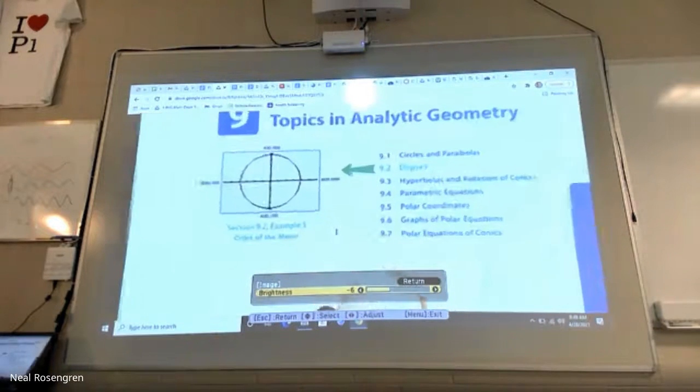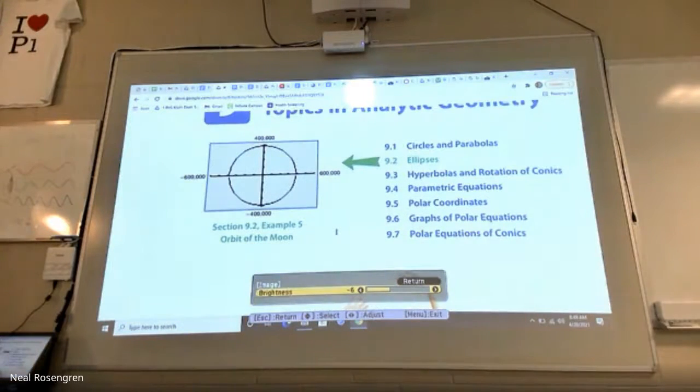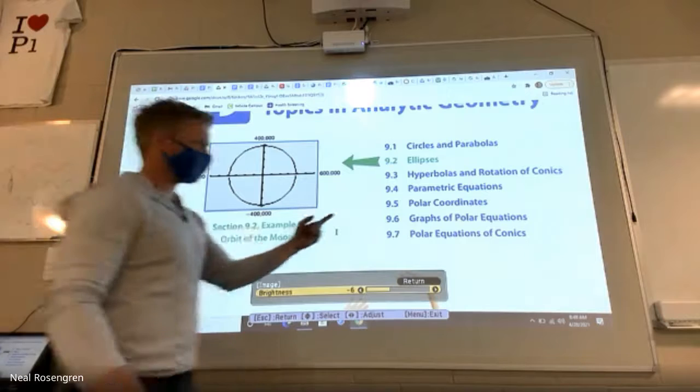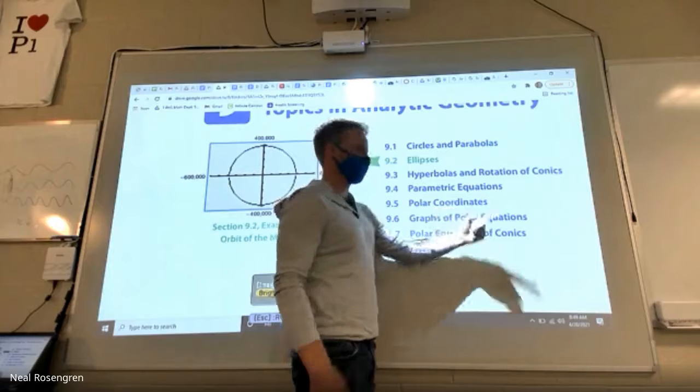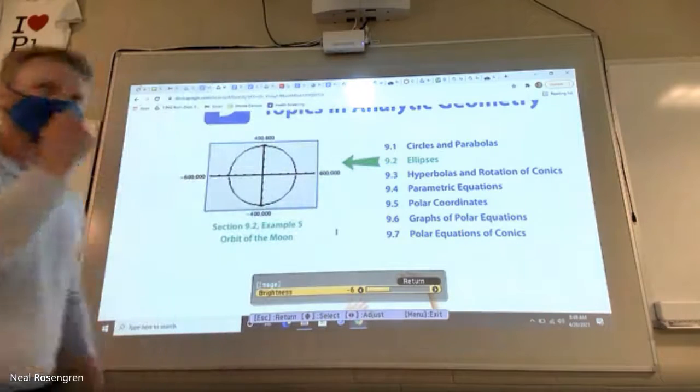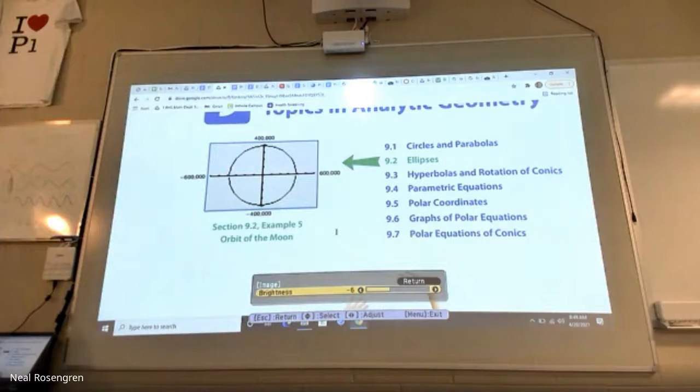What we're going to look at is something in section 9.5. If you're going to title this page, let's call it polar coordinates. Now the concept is not super crazy, and once you get the hang of it, I think you'll find it relatively easy.